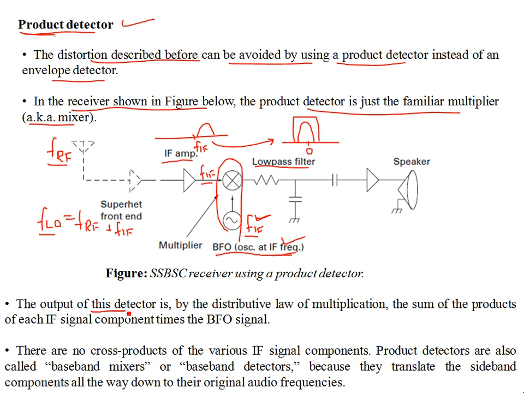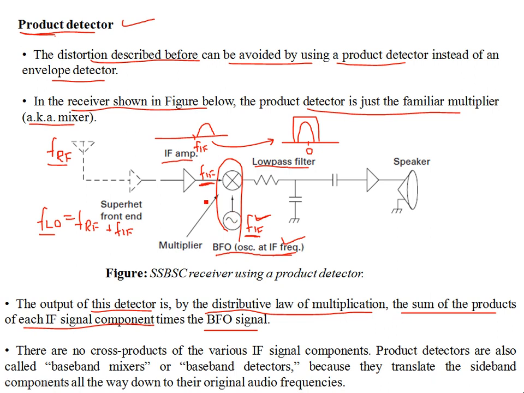The output of this detector is, by the distributive law of multiplication, the product. Product of what? Product of the intermediate frequency components. There can be more than one intermediate frequency component. It's the intermediate frequency component times the beat frequency oscillator, so it's the sum of the products of each IF signal component times the BFO signal. Hence it is called the mixer. This is what the mixer does: it produces new frequencies.